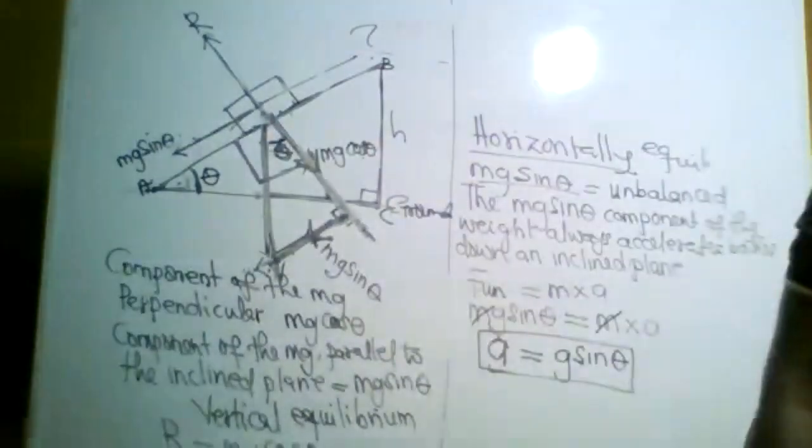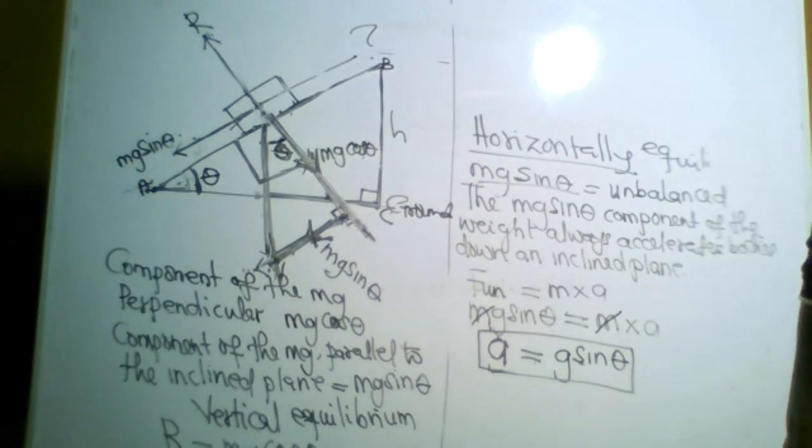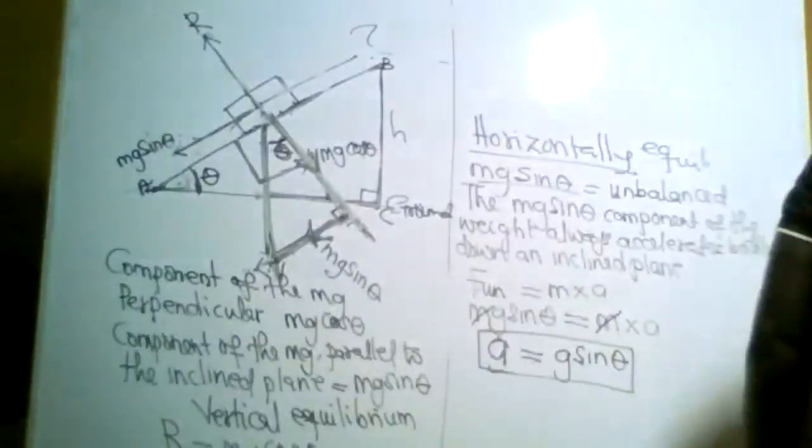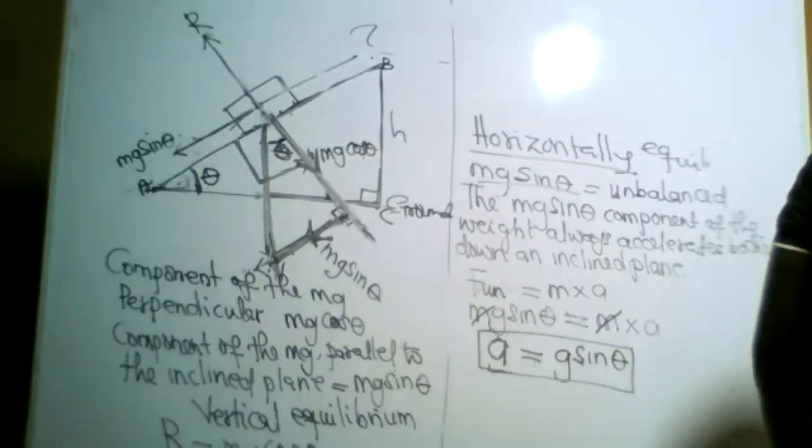Okay, your line is still not stable. I can hardly hear you. You're asking why mg sine theta is unbalanced? I said you don't stay in class. If you stay in class, you will know. Okay.